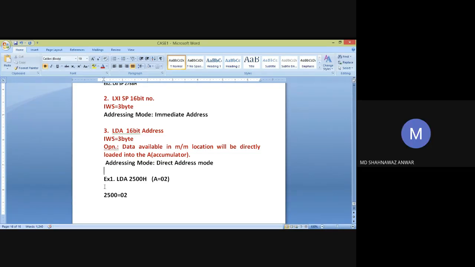Why is it direct addressing mode? Because data is directly loaded into the accumulator from the memory location. It does not require the help of any other register or register pair. The data is directly transferred from the memory location to the accumulator. No need of any registers. If it takes help of any register, then it becomes an indirect addressing mode or register indirect addressing mode. Okay.